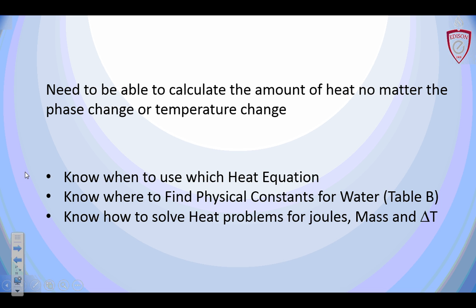Lots of practice, lots of math, so those of you who've been waiting for some of it, this is real good math for chemistry. We need to be able to know which heat equation to use when. We need to know where our physical constants are. And how do I solve heat problems for joules, mass, and delta T? It's algebra. Plug and chug. Solve for X. If there are three variables, they're going to give you two and have you find the third.